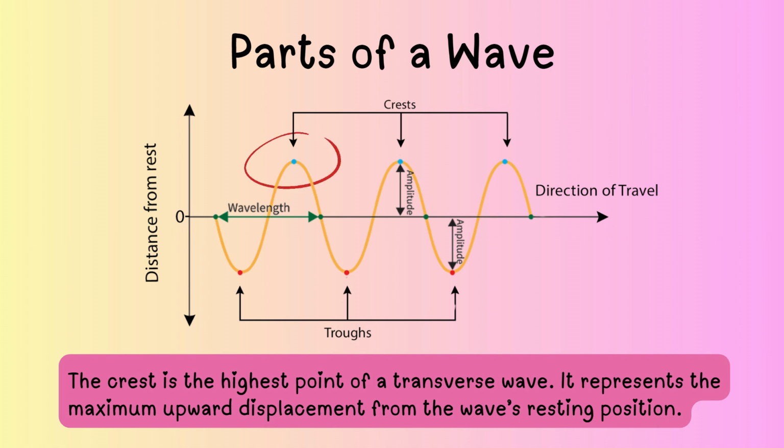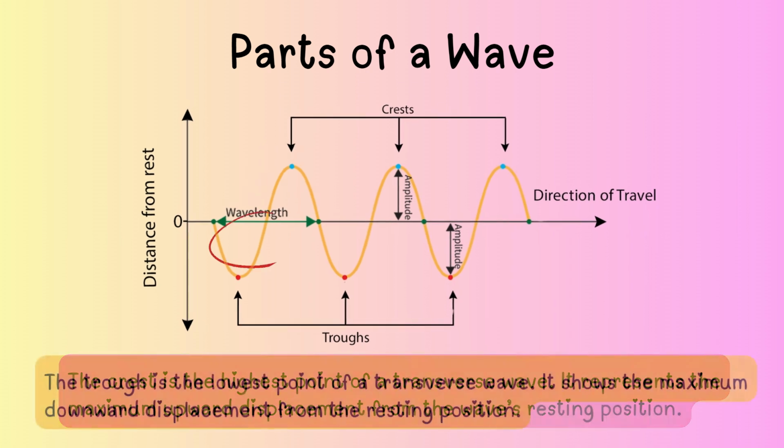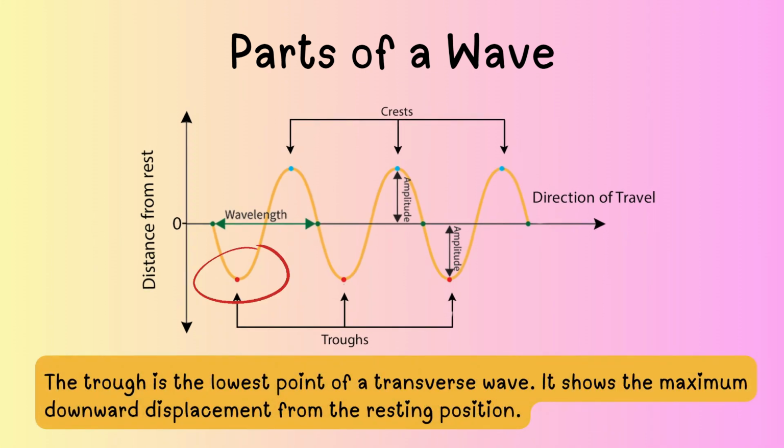The crest is the highest point of a transverse wave. It represents the maximum upward displacement of the wave's resting position. The trough is the lowest point of a transverse wave. It shows the maximum downward displacement from the resting position.